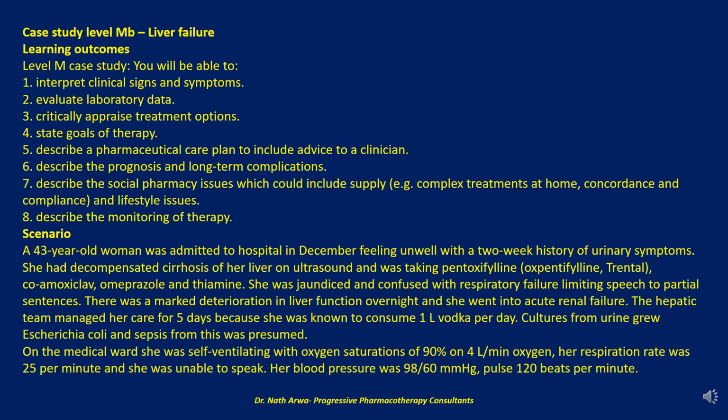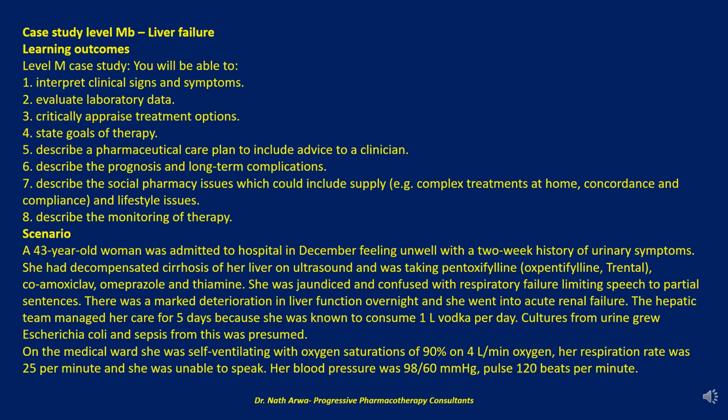3. Critically appraise treatment options. 4. State goals of therapy. 5. Describe a pharmaceutical care plan to include advice to a clinician. 6. Describe the prognosis and long-term complications. 7. Describe the social pharmacy issues which could include supply, e.g. complex treatments at home, concordance and compliance, and lifestyle issues. And 8. Describe the monitoring of therapy.